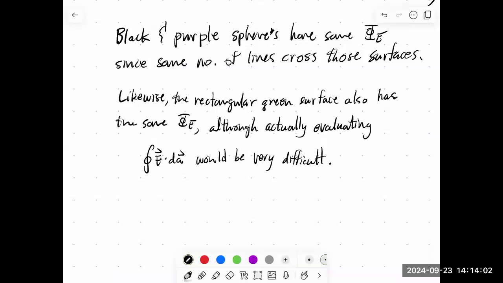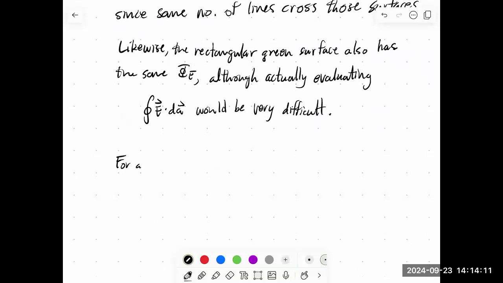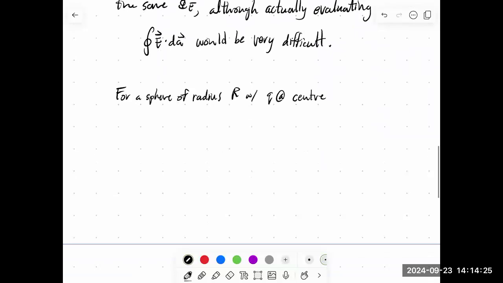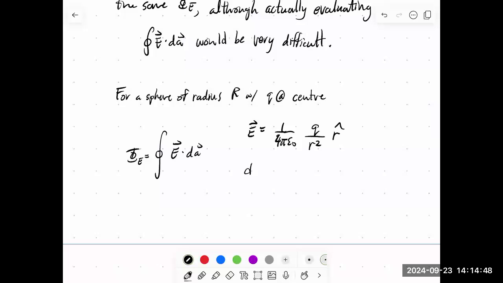So let's go and actually do the calculation for a sphere of radius r with the point charge q at the center. We want to evaluate this electric flux, which is equal to the integral of E dot dA. E is going to be 1 over 4 pi epsilon naught times q over r squared, and it's in the radial direction. And then dA in spherical coordinates is going to be r squared on the surface. R is going to be constant and equal to capital R. And then we're going to have a sine theta d theta d phi.